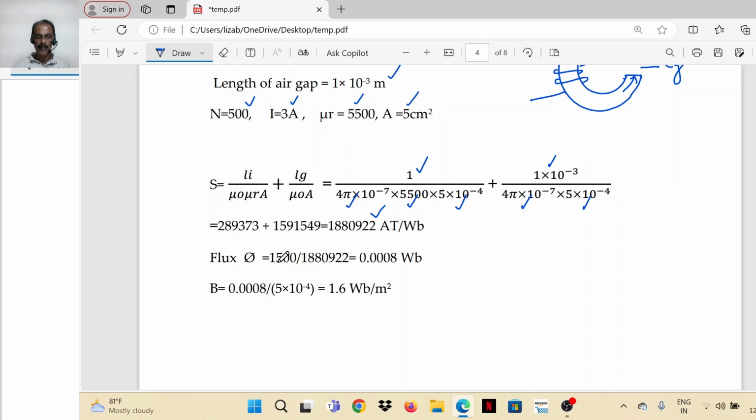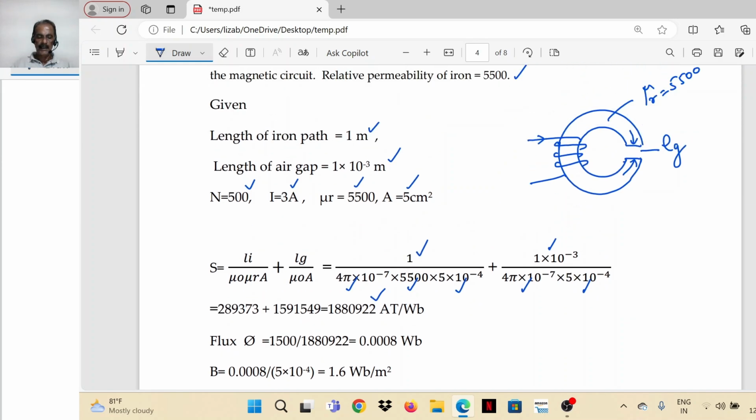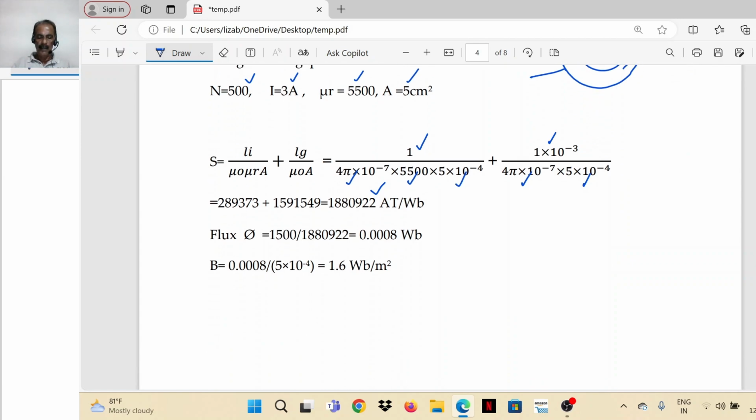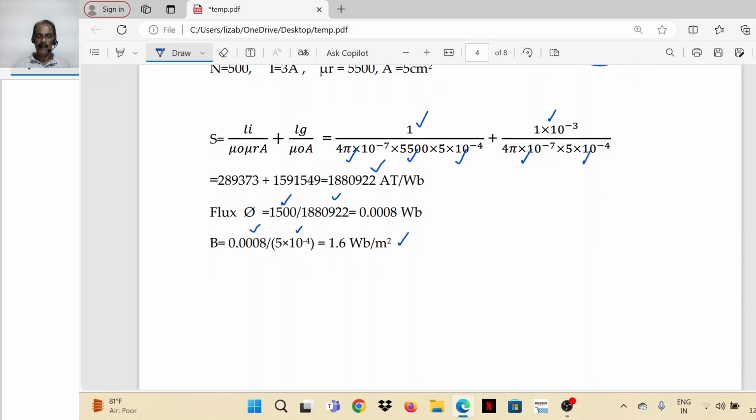Flux is MMF divided by reluctance. MMF is number of turns 500, current is 3 amperes. So 1500 is the value of ampere turns. So 1500 divided by reluctance gives 0.0008 Weber. So flux divided by cross-sectional area will give the flux density, which is 1.6 Weber per meter square.